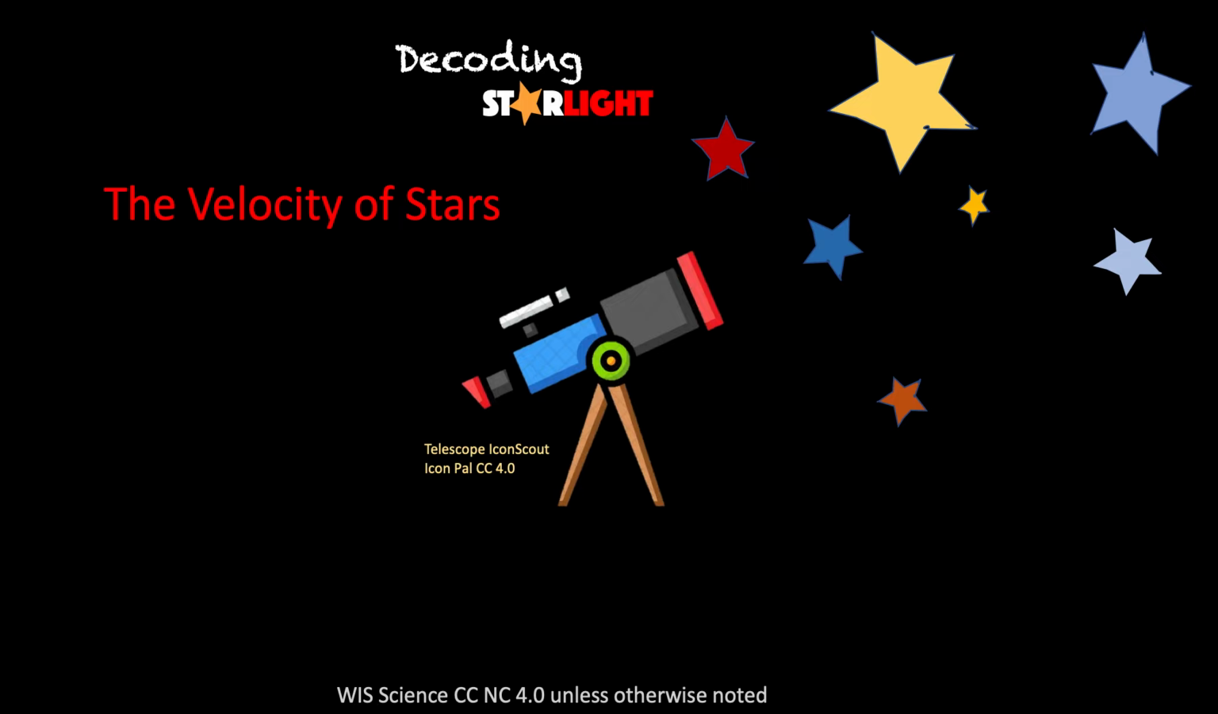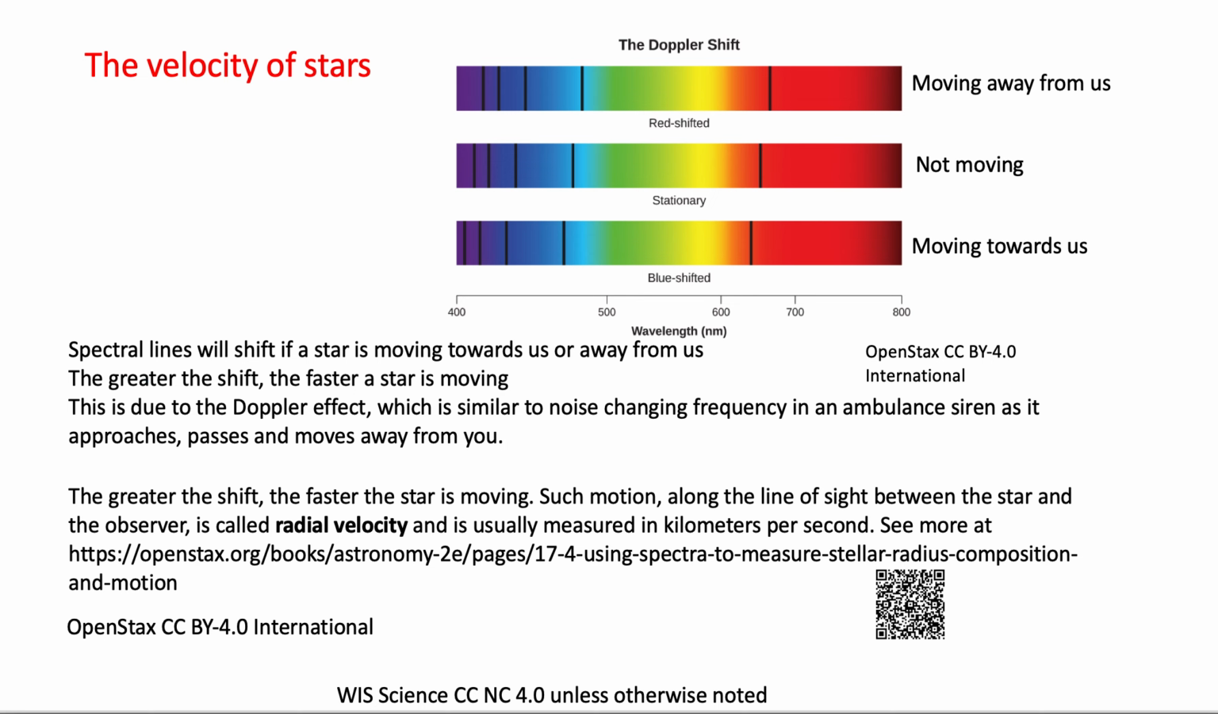Decoding Starlight, we're going to look at the velocity of stars. And velocity is speed in a particular direction. And how do we determine the velocity of stars? We're going to use their spectra, and we're going to see how their spectrum would be shifted according to whether it's moving towards us or away from us.